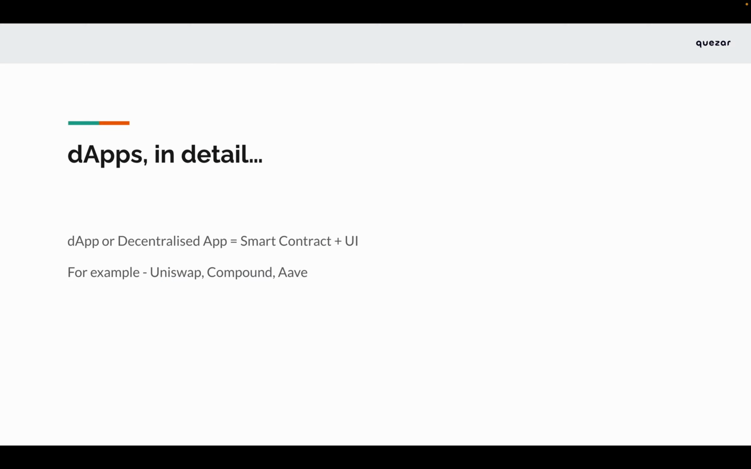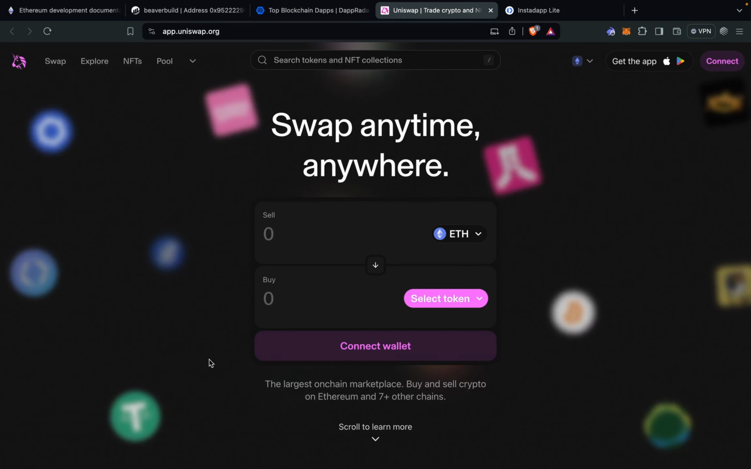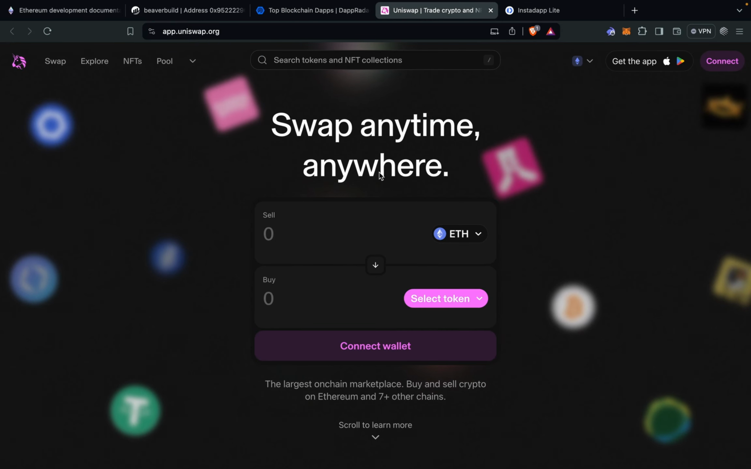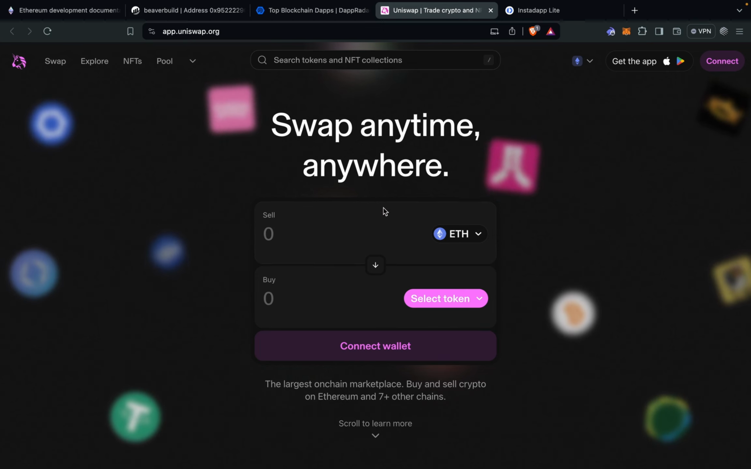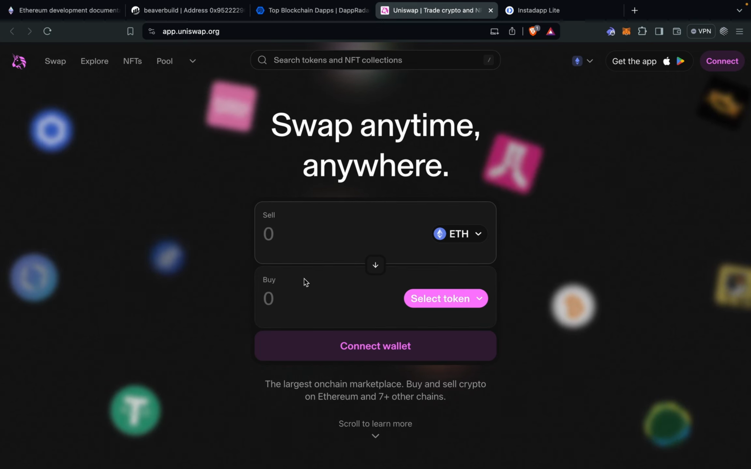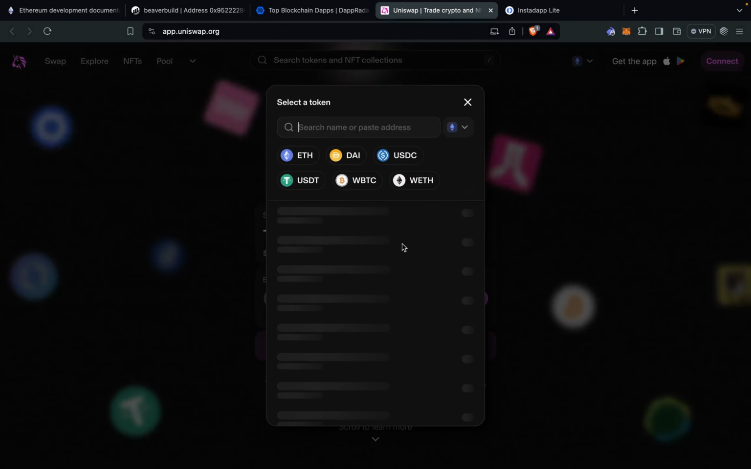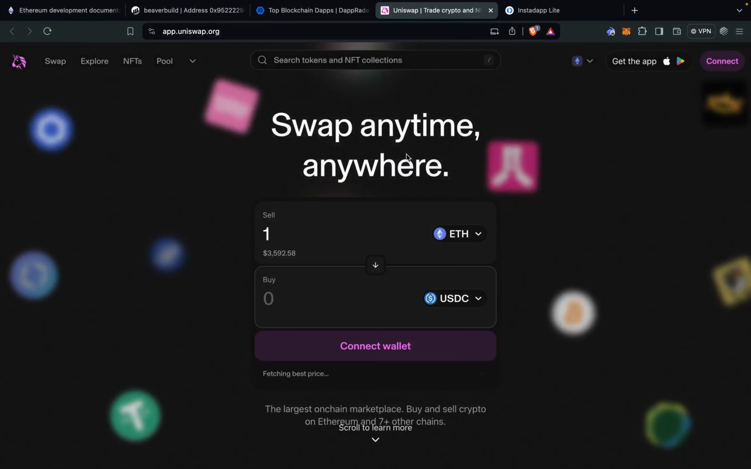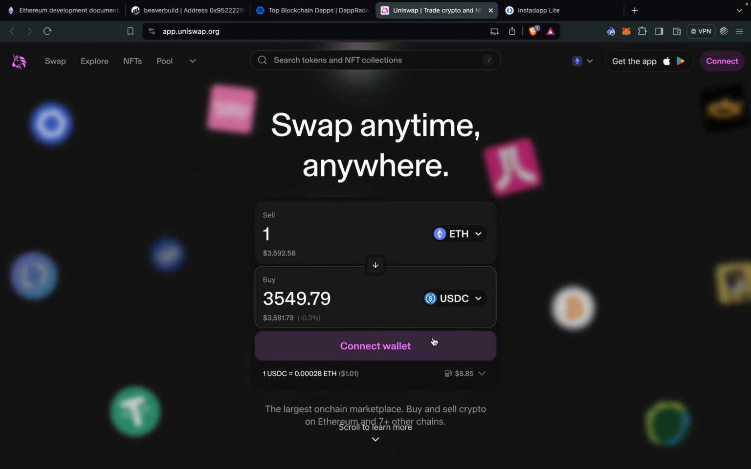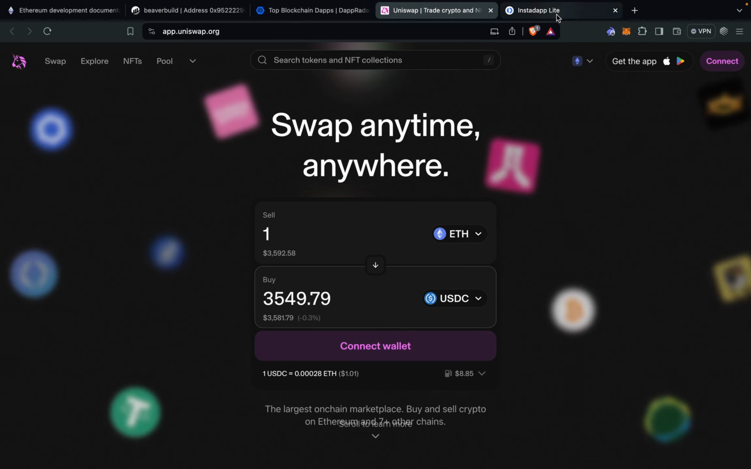So coming back to dApps, dApps are a combination of smart contract plus UI. I'll show you an example. For example, this is Uniswap. So this Uniswap dApp has its UI deployed somewhere, and we can sell some ETH in exchange for some USDC. We can connect our wallet and make a transaction from our account. And behind the scenes, it will call the Uniswap contract that is deployed on the Ethereum network.